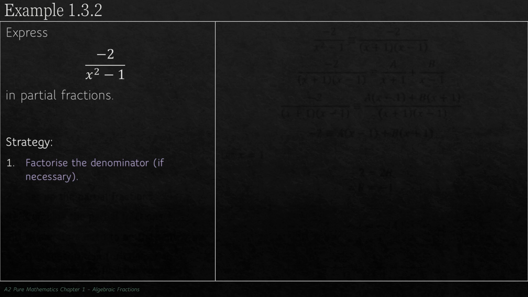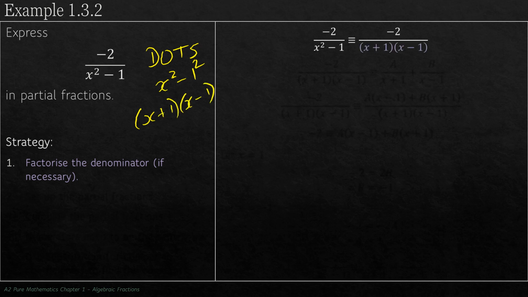A reminder of the strategy. Factorize the denominator if necessary. In this example, it is necessary. We need to factorize x squared minus 1. Well, that's an example of the difference of two squares, DOTS for short, difference of two squares. We have x squared, take away 1 squared, which factorizes to x plus 1 multiplied by x minus 1. So step 1 done, factorize the denominator.